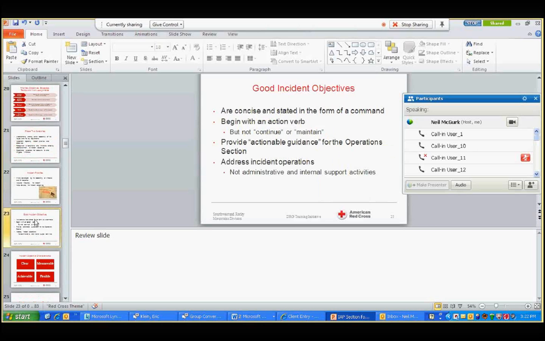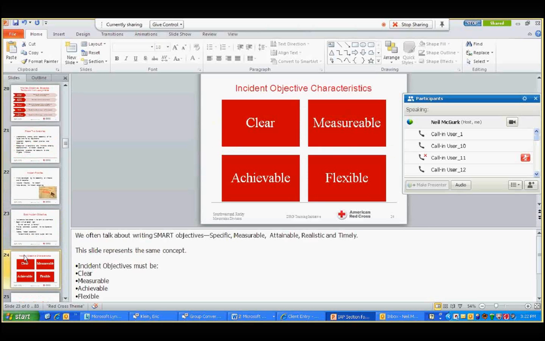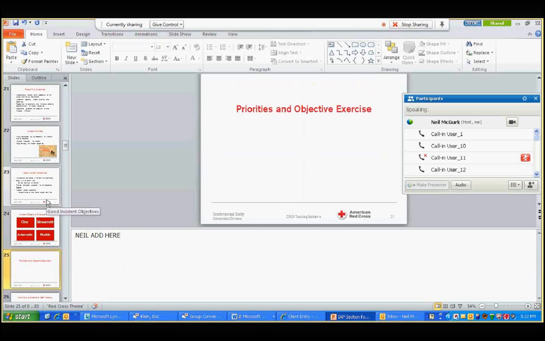Some more discussions about good incident objectives, and then incident objectives characteristics. And then we're going to move into the priorities and objectives exercise. At this point, before you get people into your exercise, and I have instructions in the facilitator's guide about how to do this, you're going to need to divide your group into 4 or 5 participants. You could do it right before the exercise, or at the beginning of the IAP section, but either way, before the exercise, they need to be divided into groups of either 4 or 5.